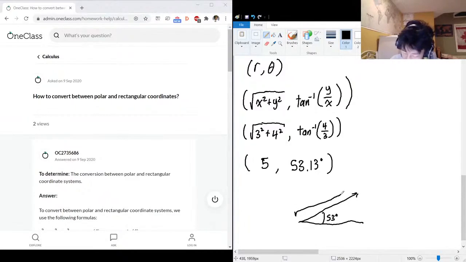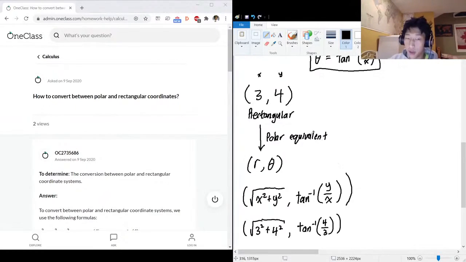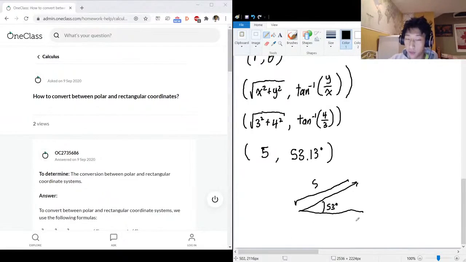And this distance would be 5. Now, does this make sense? Does this line up with the point 3, 4? We would go 3 along the x direction and then 4 upwards. Yeah, it does make sense.